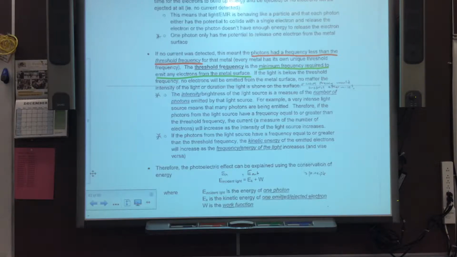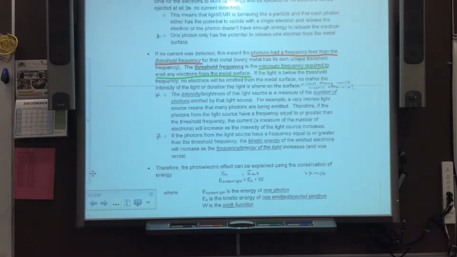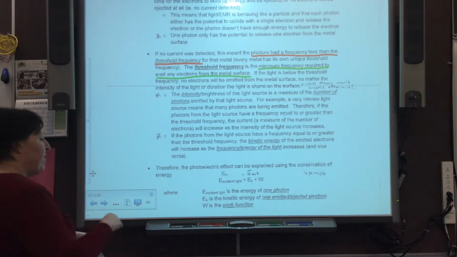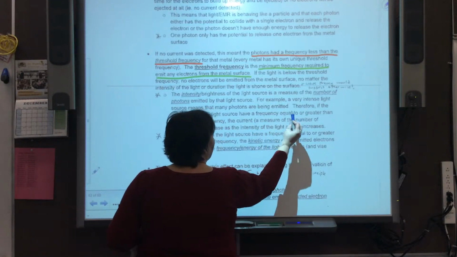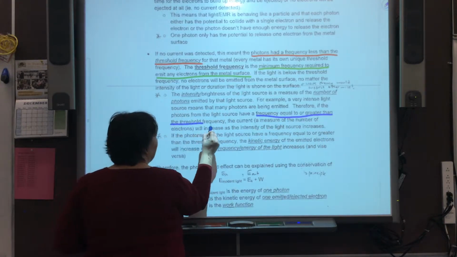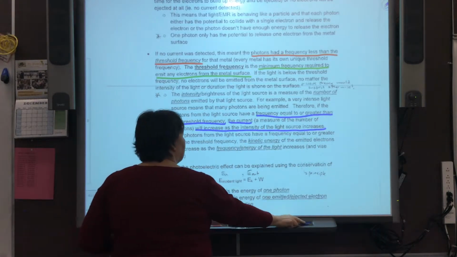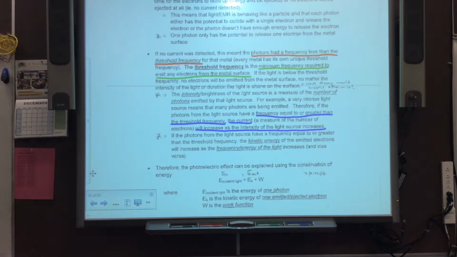Okay? The intensity or the brightness of the light source is a measure of the number of photons emitted by that light source. So a very intense light source means that many photons are being emitted. If the photons from the light source have a frequency equal to or greater than the threshold frequency, the current will increase as the intensity of the light source increases. The current.